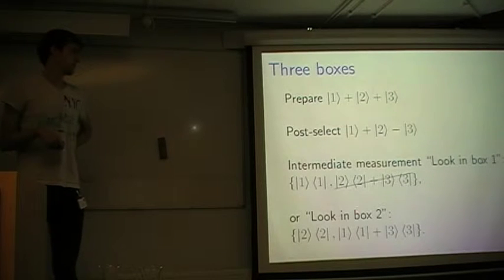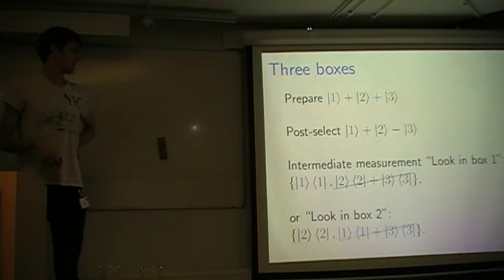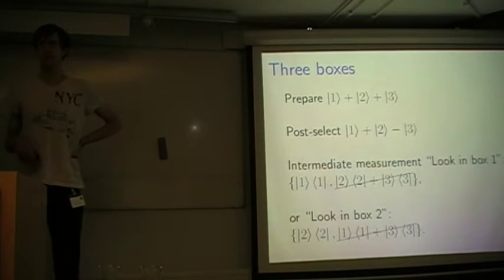So in the runs that do count, it must be we get this first outcome. Similarly, if we look in box 2, if we were to get the outcome that it's not in box 2, we would project onto the 1 and 3 part of this state. That's again orthogonal to the post-selection. And so whenever we got that outcome, the post-selection would have failed. So given that the post-selection has succeeded, we must get this outcome.